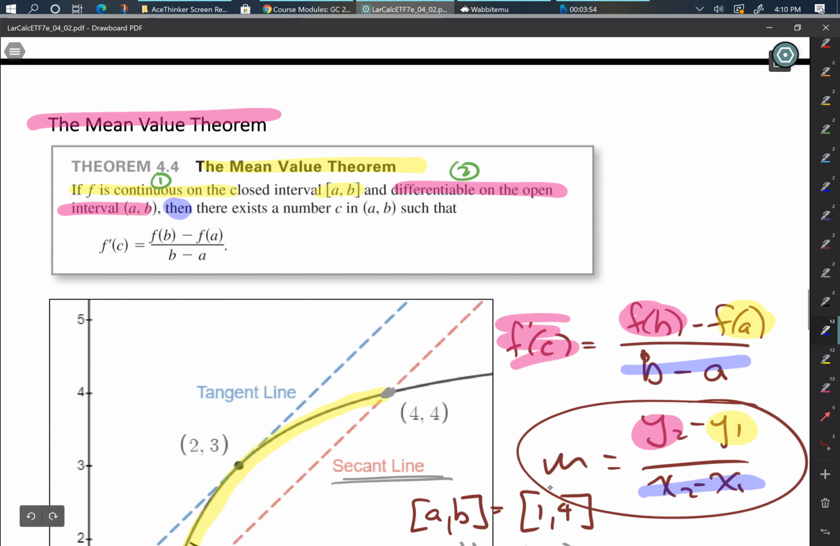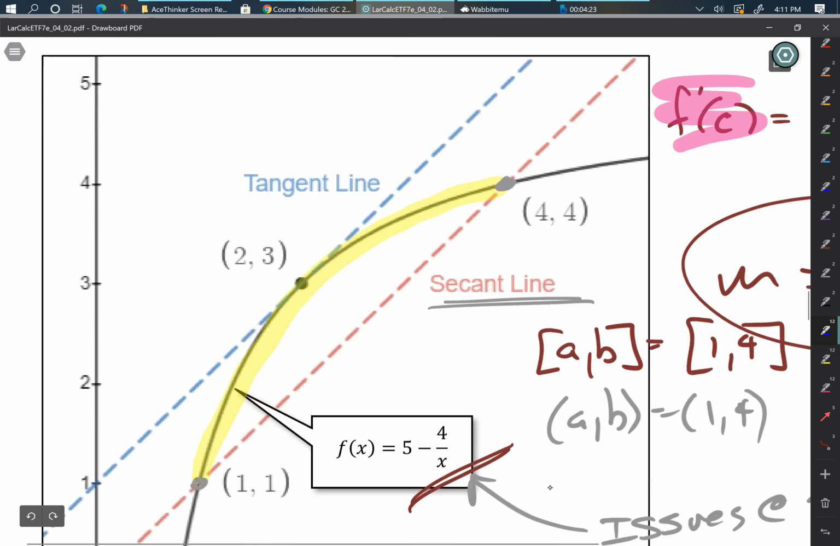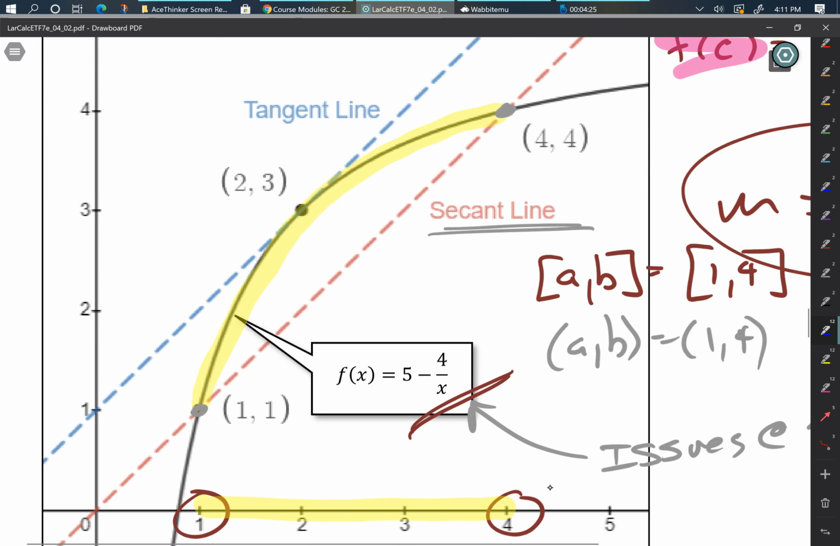So what does the Mean Value Theorem say? Well, it says if your function is continuous on some closed interval a to b, and it's differentiable on that open interval from a to b, then there exists at least one number c in that interval where the slope of the tangent line is equal to the slope of the secant line. So that's what we're looking at here.